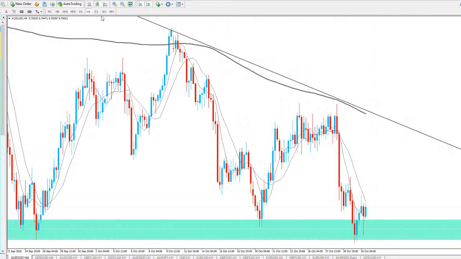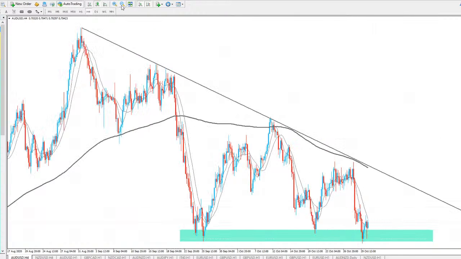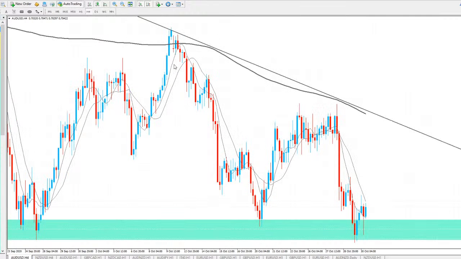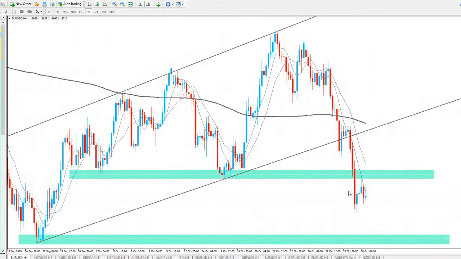Of course, we've still got an hour and a half to go, but it doesn't look likely that it will fill the wick and continue to the downside. So yeah, we could be seeing a push upside for AUDUSD. EURUSD pulled back a little bit on the 4H.